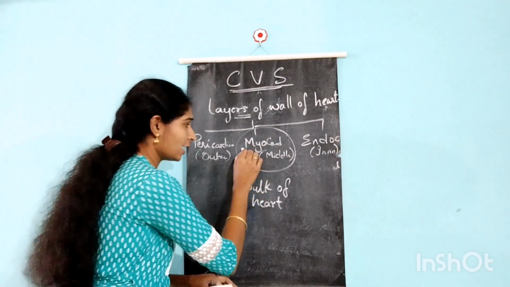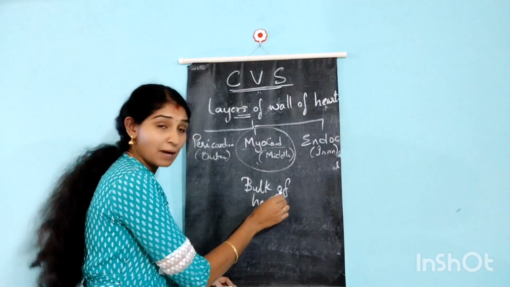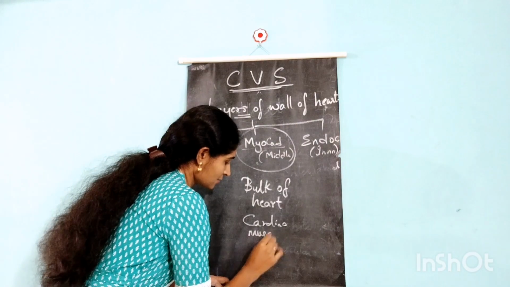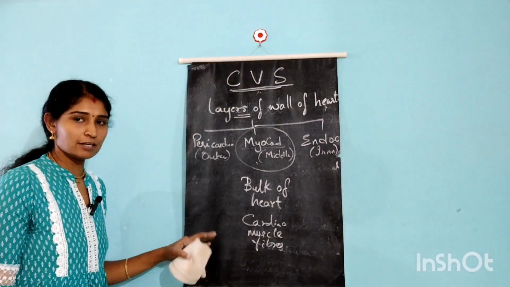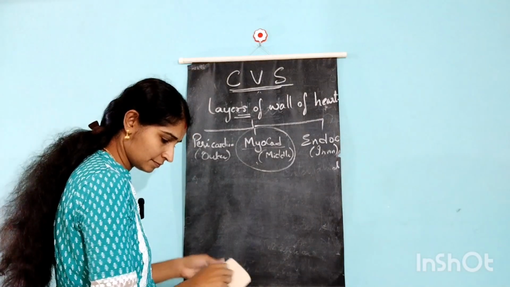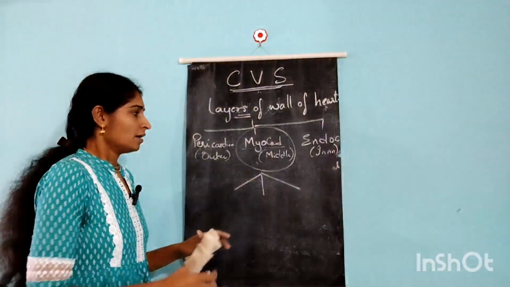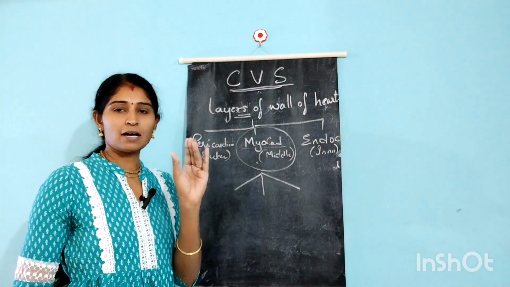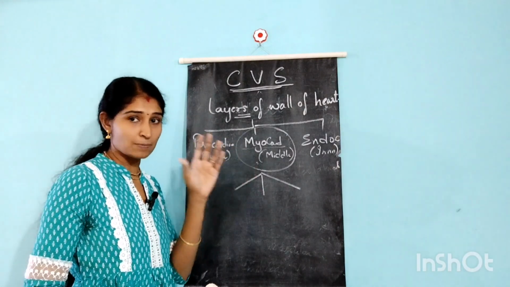Myocardium is made up of cardiac muscle fibers. It forms the bulk of the heart. Clear? And this myocardium is responsible for the pumping action of the heart, because the major part of the heart muscle is formed by myocardium, that is nothing but cardiac muscle fibers, and forms the bulk of the heart.